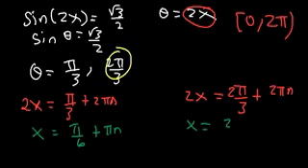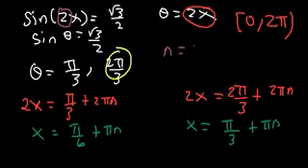And here this becomes 2 pi over 6, which reduces to pi over 3, plus pi n. So that's the general equation. Now, notice that there's a 2 in front of the x. If you see a 2 here, plug in two numbers for n. In this case, 0 and 1. If we had a 3x, we're going to plug in three numbers, so 0, 1, and 2. If there was a 4x, we're going to plug in 0, 1, 2, and 3.